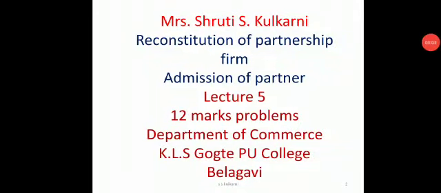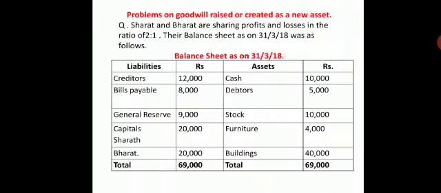Good morning, students. Now, in today's class of admission of partner, we are going to learn a 12 marks problem when goodwill is raised or created as a new asset. The problem says Sharat and Bharat are partners sharing profits and losses in the ratio of 2:1.